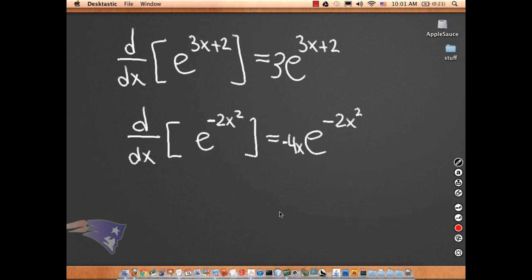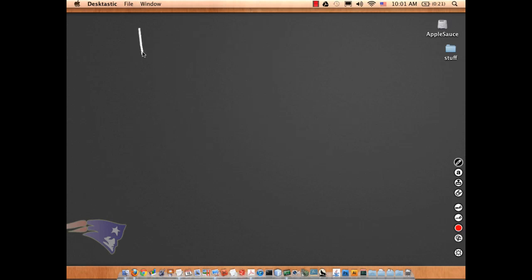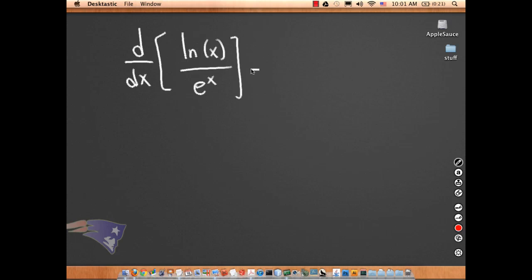That makes sense? So now, Yvonne, you can take the derivative of any exponential function in the universe. Any exponential function in the universe. Try this one. The derivative of the natural logarithm of x divided by e to the x. I'm going to give you a couple minutes, see if you can differentiate that for me.